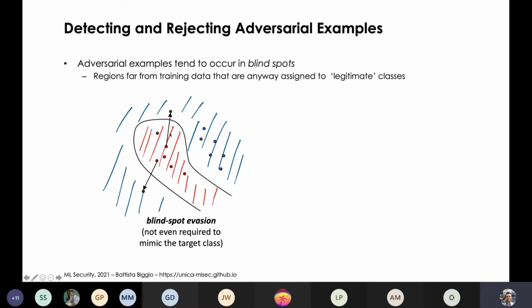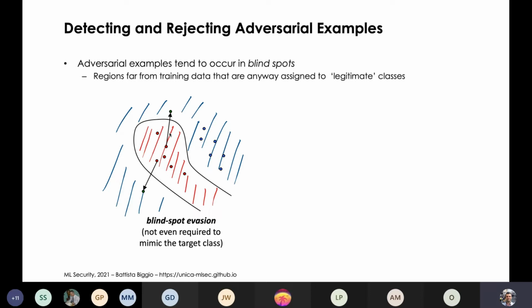So this basically means that, let's say you have malware samples and legitimate samples, and you want to craft a malware sample to evade detection. You can actually break the system by generating something which does not even resemble the legitimate points. To evade detection, it's enough that you create something which is different enough from the known malware class, which is a much easier task.